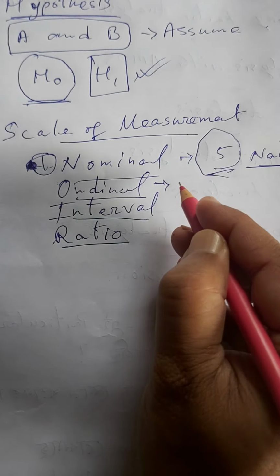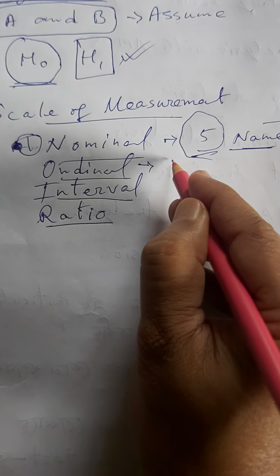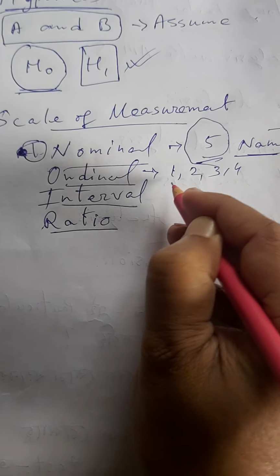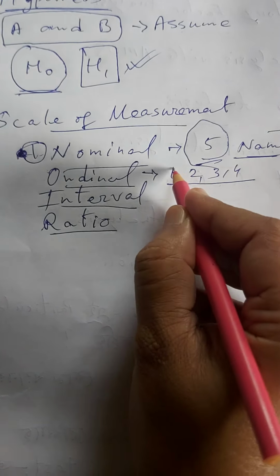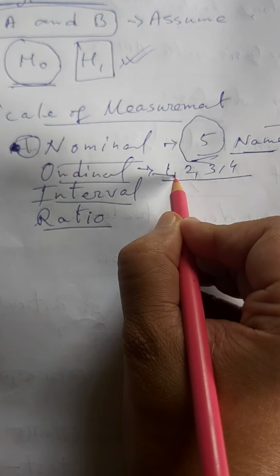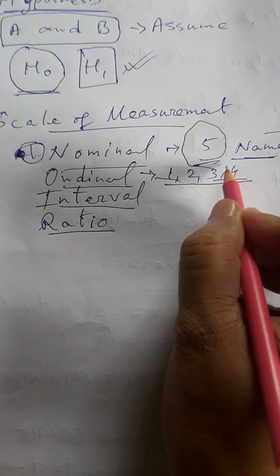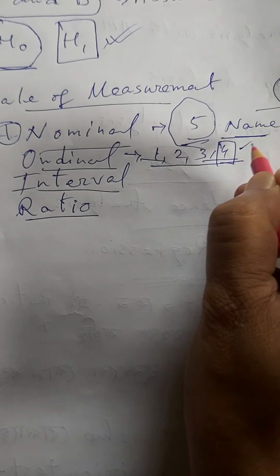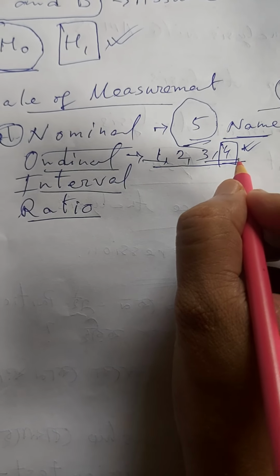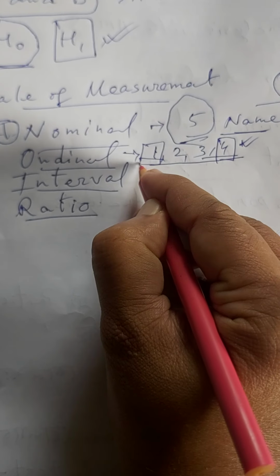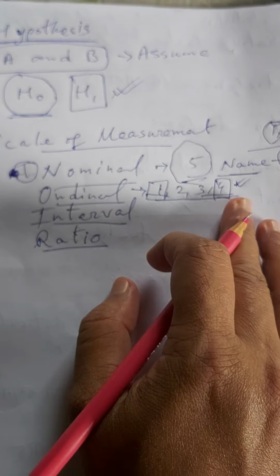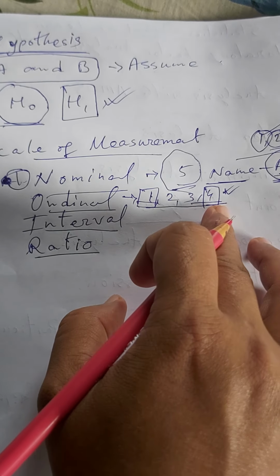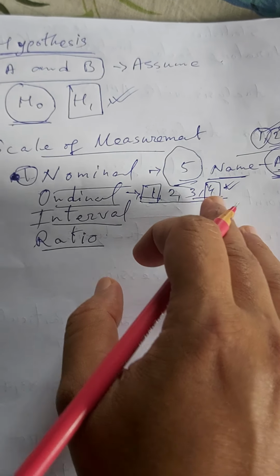Ordinal scale is when there is some order, like first boy, second boy, third boy, fourth boy. If you do 1, 2, 3, 4, this is the order. 1 is the first, 4 is the last. Or if you say 4 means the highest score, 4 is the highest and 1 is the lowest. It's an order. 4, 3, 2, 1 is the order from top to bottom, and 1, 2, 3, 4 is from bottom to top. This is called ordinal scale.